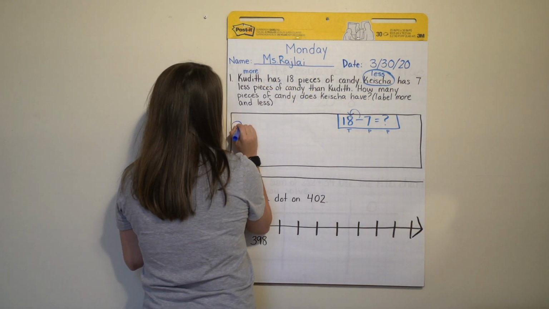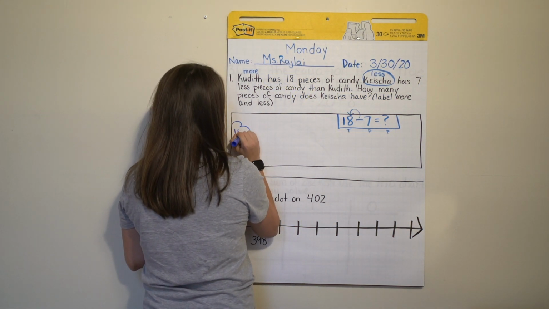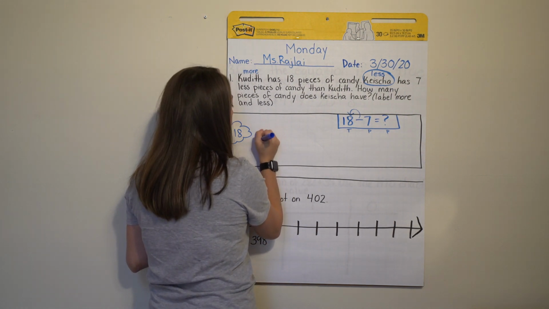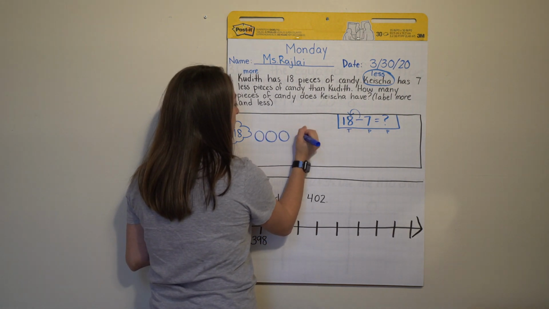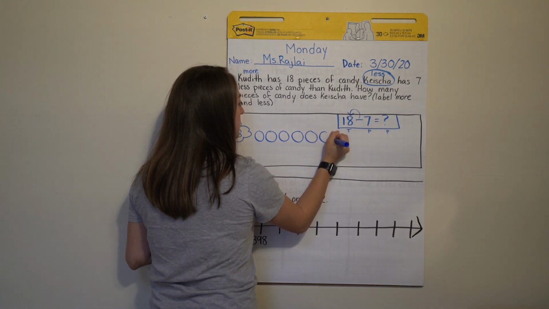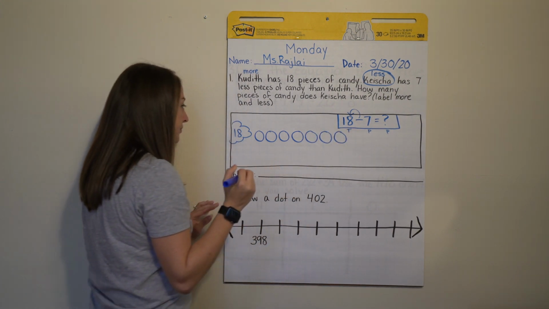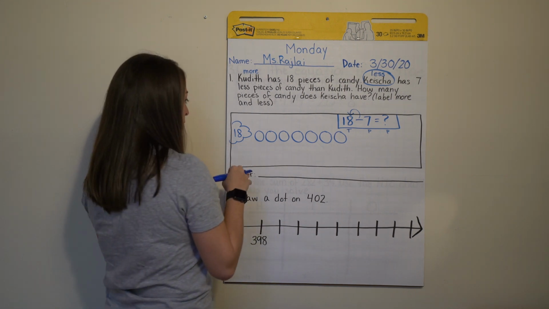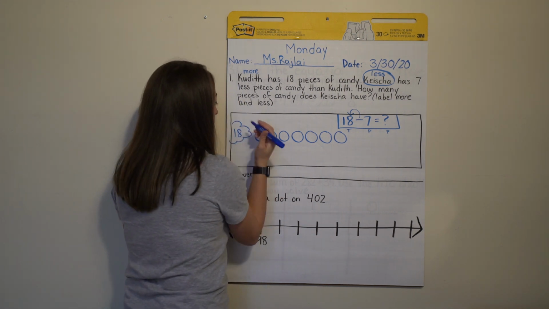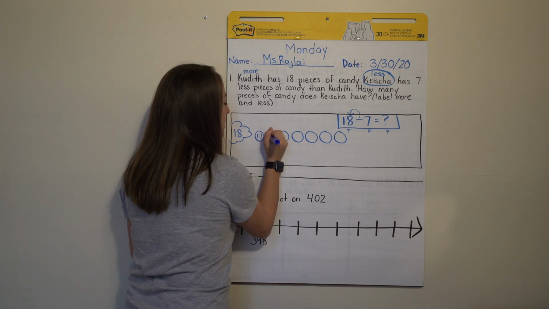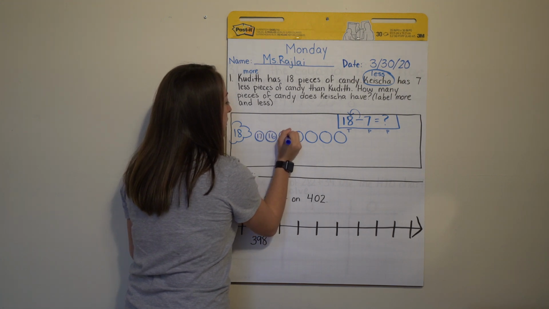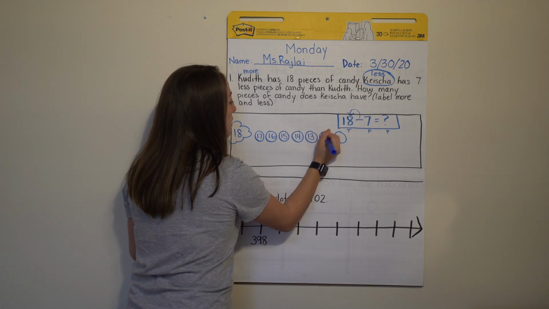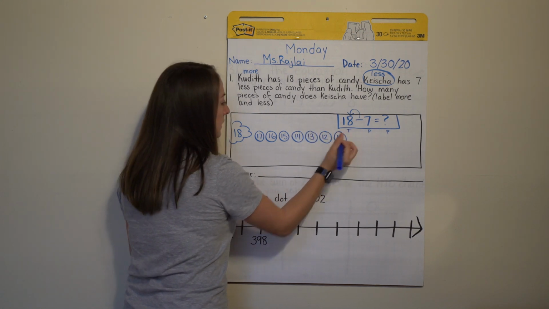Alright, I'm going to start off by putting 18 in my brain. Then I'm going to draw 7 circles. 1, 2, 3, 4, 5, 6, 7. I'm going to count down because we never add to our total. So 18, 17, 16, 15, 14, 13, 12, 11.